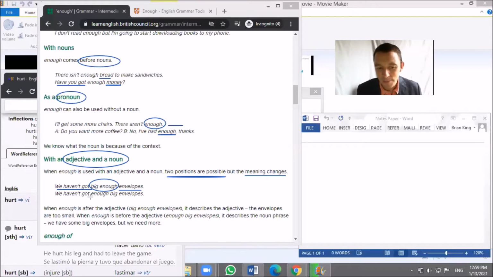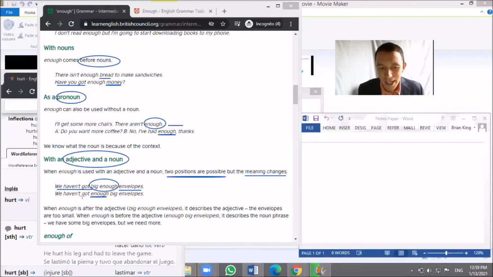So there's a difference in the significance. The first one is the physical size of one envelope is not sufficient for the letter, so we need a bigger size of envelope. And the second example, we haven't got enough big envelopes, is completely different. Yes, we have the big envelopes, but we do not have a sufficient quantity of them. So that's a very good example. It looks very similar, but there is a big difference between the two, and that detail is very important.